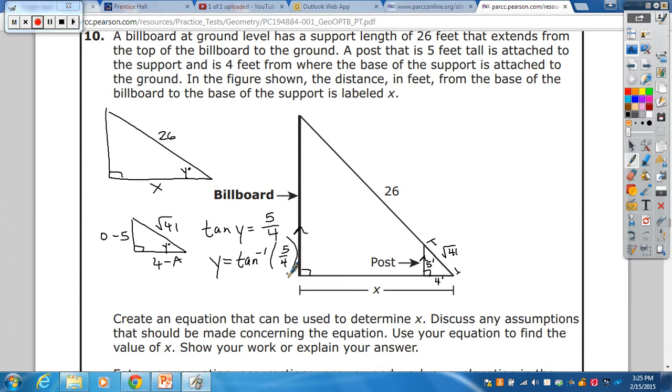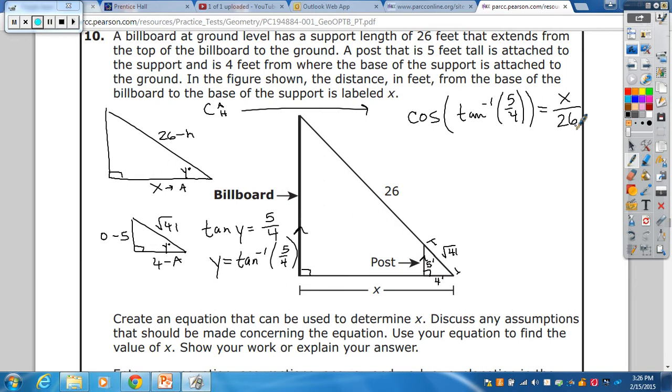Now, how do we solve for x up here? Well, this is your adjacent side, and this is your hypotenuse. So with the adjacent and hypotenuse, you're going to use cosine, and I'll write that over here where I've got more space. The cosine of the angle, which is y. Now y is this right here, so I'm going to do the inverse tangent of 5/4. Set that equal to the adjacent over the hypotenuse. Now, we are just going to put this over 1 and cross multiply. So we get x is equal to, and then you multiply all this out. So it's going to be 26 times the cosine of the inverse tangent of 5/4.